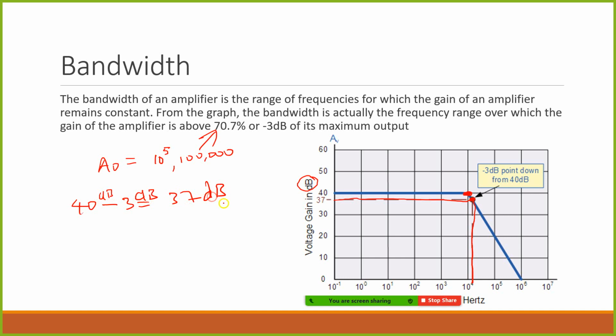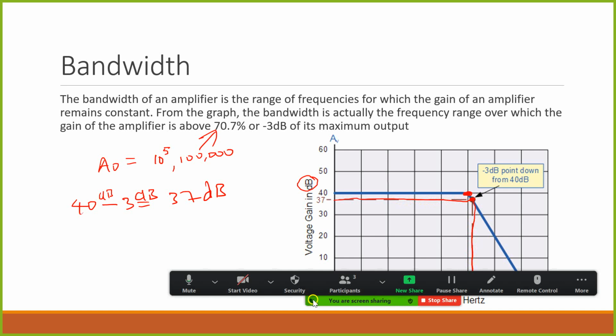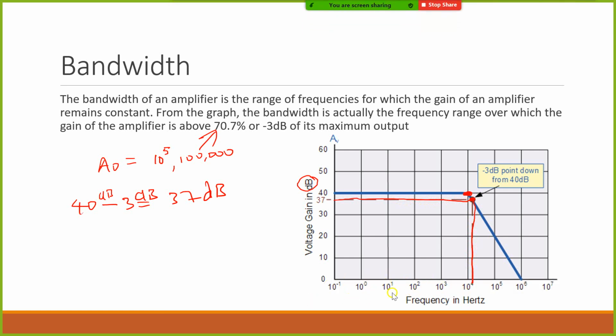So I'm going to go back on my graph and locate my 37 decibels and go all the way over on the graph. Where it touches the line, I'm going to extrapolate and read the corresponding X value, which is my range of frequencies. Your frequencies are always on this side of your graph, by the way, guys, and your gain is on this side.